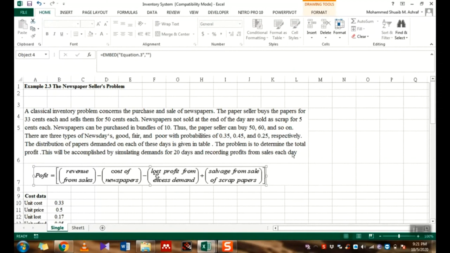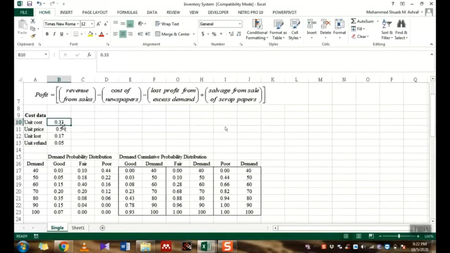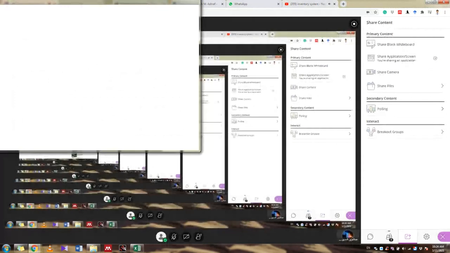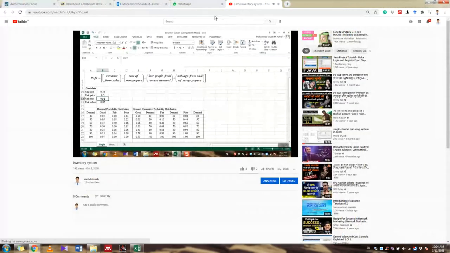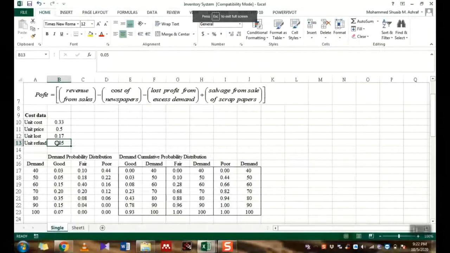Now let's see the cost data. Unit cost, the cost of a newspaper, is 33 cents. The selling price of the newspaper is 50 cents. So we can say the profit per unit is 0.17, 17 cents. And the unit refund salvage value will be 0.05.